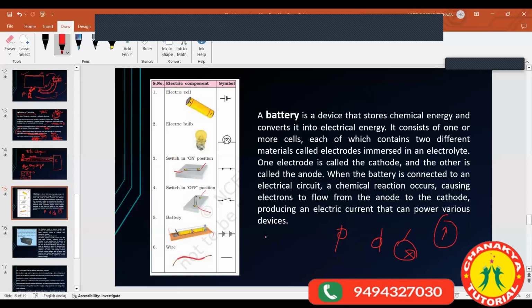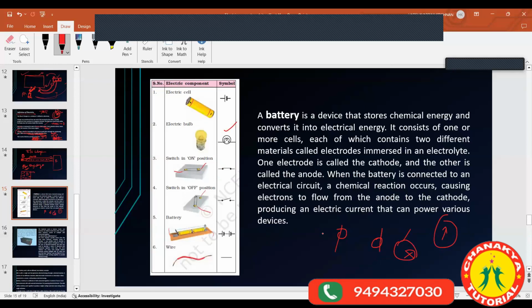The symbol differs from book to book. Some books will follow this, some books will follow that, so you cannot question the symbols. Ma'am, in a subjective or objective test, can we write both symbols? And the symbol of a wire is just a straight line, right?